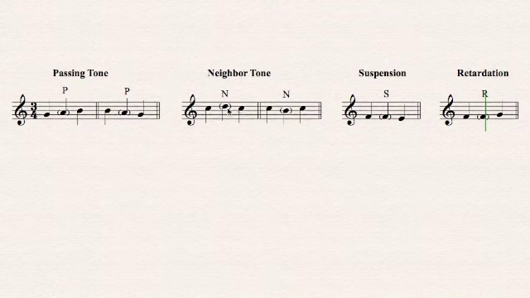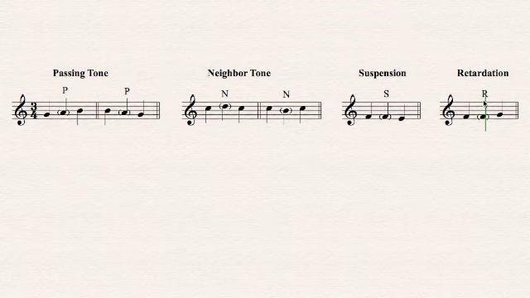name by that. A suspension we're going to talk about in a lot more detail, but basically a suspension is held over and then it resolves down by step. This is a half step, but it can resolve a whole step, just down by step to the next line or space. It happens on a beat and on a chord change. It doesn't happen between the chords, and right at this point would be a chord change.